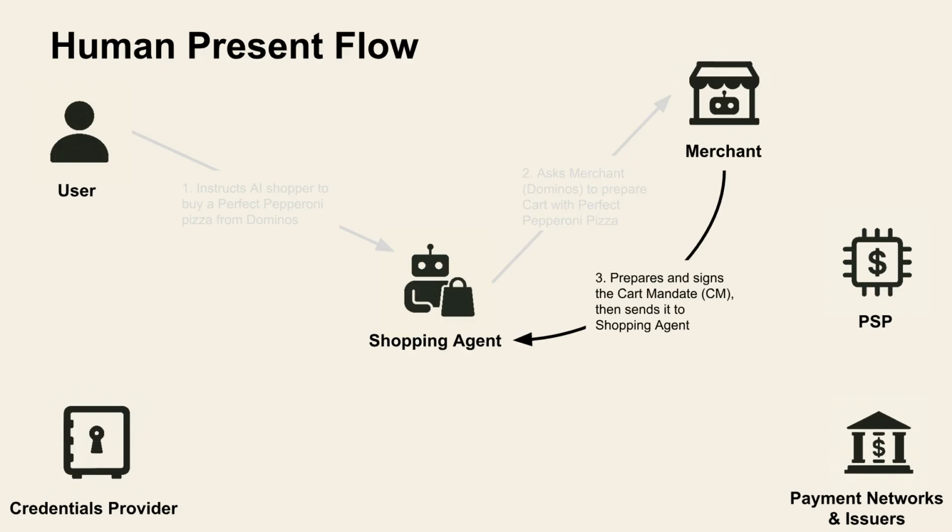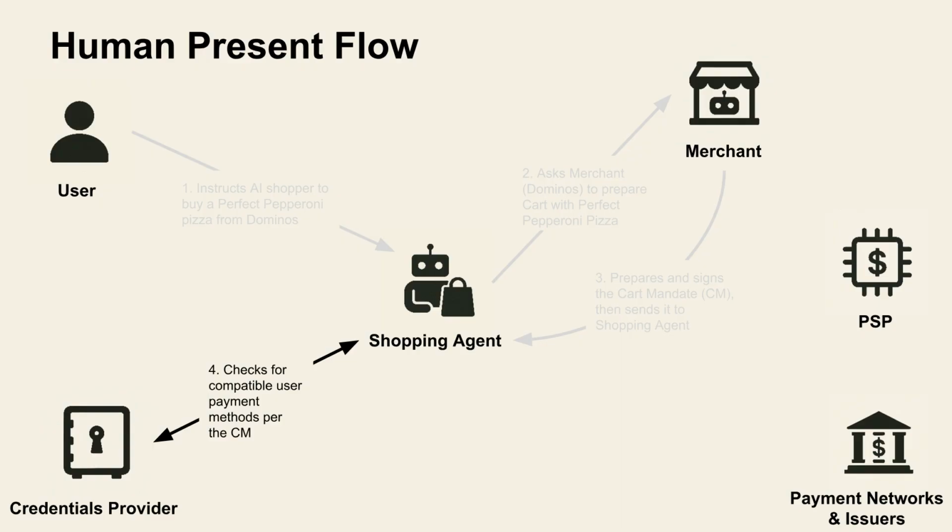Step 3. The merchant prepares a cart mandate, which it cryptographically signs, guaranteeing that it'll fulfill the order at the indicated price. The cart mandate also indicates the accepted payment methods and other merchant order conditions. The merchant-signed cart mandate is passed to the shopping agent. Step 4. The shopping agent then checks with the user's credentials provider for the available supported payment methods based on the details of the cart mandate. The credentials provider returns the available and supported payment methods. The shopping agent doesn't access the raw payment credentials.